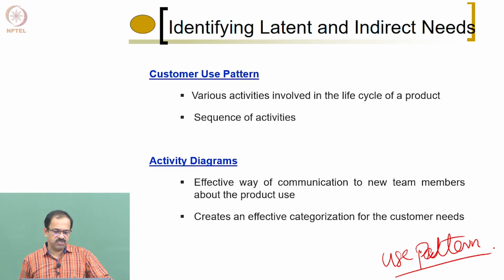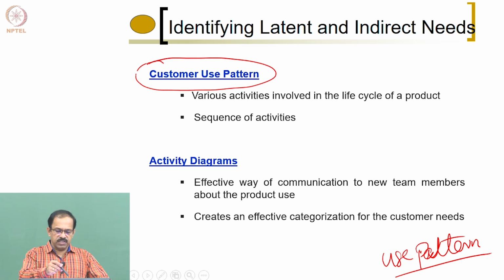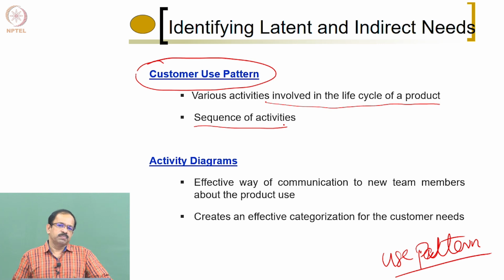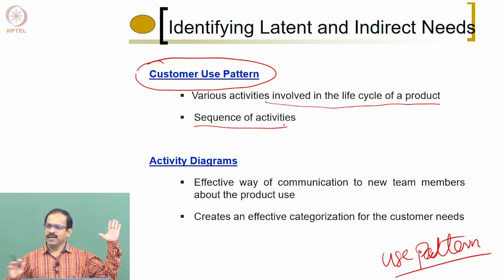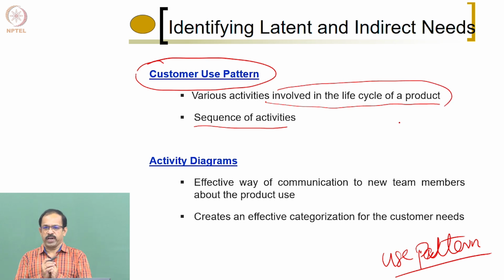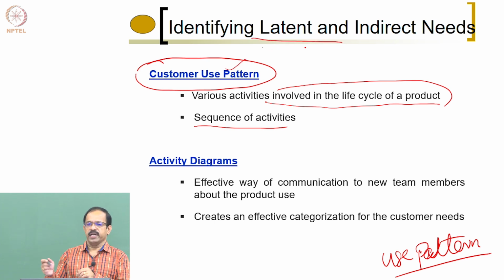So there are multiple ways. One is basically by looking at the customer use pattern, the various activities involved in the life cycle of a product, and the sequence of activities. How the product is being used by the customer, not only on a daily basis, but from the date he purchased the product till he disposed of the product, what are the things happening in between? And if you can identify all those steps, then you will be able to identify many needs involved in the use of the product. So that is known as the customer use pattern, and identifying the latent and indirect needs.